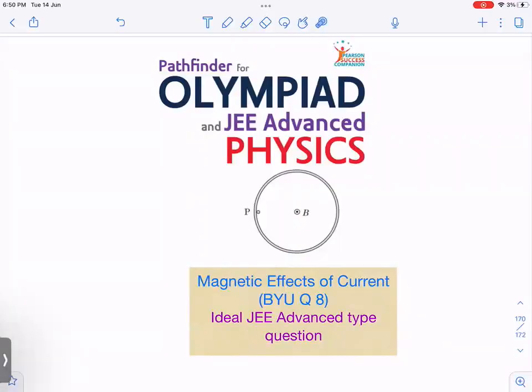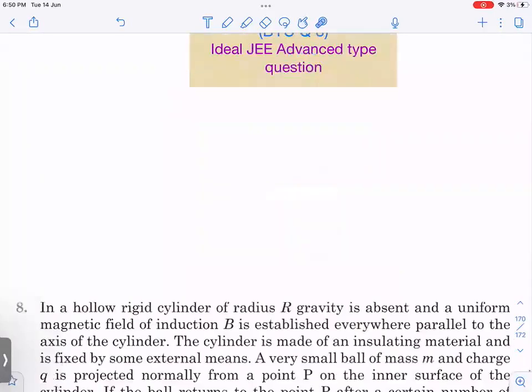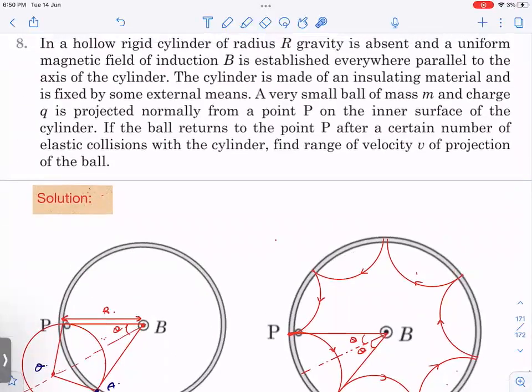This is Build Up Your Understanding question number 8 from Magnetic Effect of Current from the book Pathfinder. So let's see what the question is. There is a hollow rigid cylinder of radius R. You can see this is the cylinder. Gravity is absent and a uniform magnetic field B is everywhere parallel to the axis.